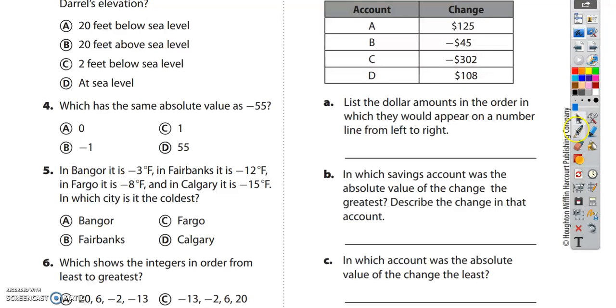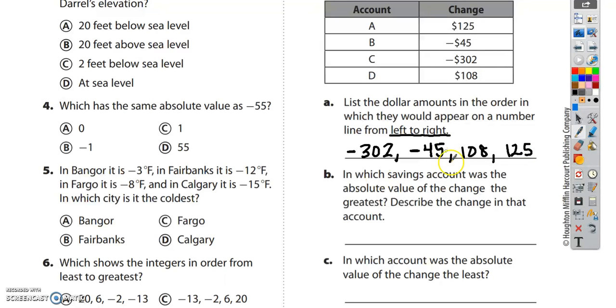So left to right means least to greatest. The least number there would be the biggest looking negative number. Negative 302 would be way to the left, so that would be the least number. And then the other negative number would come next. And the last two numbers would simply be our positive numbers. And if we started at 0 and we worked our way to the right, we'd come to 108 first, and then the next one we come to after that would be 125. Those are the four numbers in order, least to greatest or left to right.